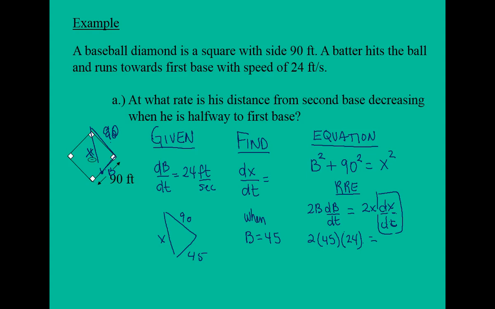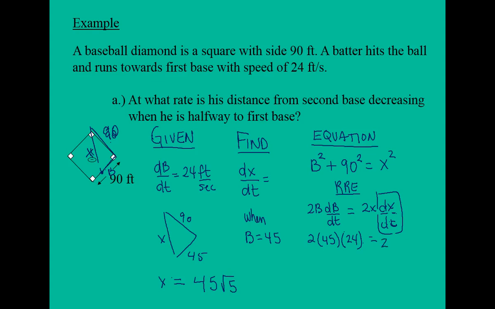when one side is 90 and the other is 45. So if we looked at the Pythagorean theorem, we'd find x equals the square root of 90 squared plus 45 squared, and we would get 45 times the square root of 5. So now we have our value to plug in for x.